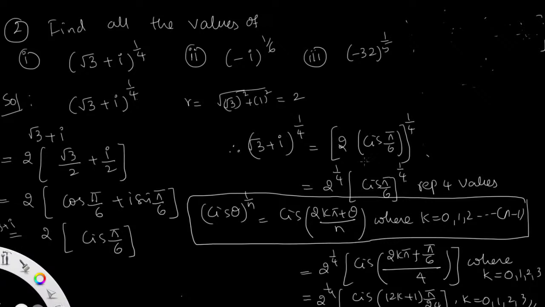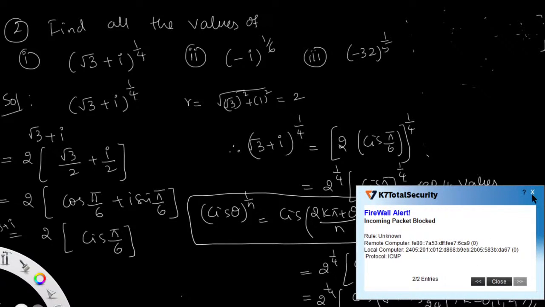2 to the power of 1/4 represents 4 values as per the formula (cis θ) to the power of 1/n, that is cis of (2kπ + θ)/n. Here θ is nothing but π/6, and n means 4. So the simplified form is (12k + 1) into π/24, where k = 0, 1, 2, 3. So put k = 0, you get the value 2 to the power of 1/4 into cis π/24. That is one of the values.